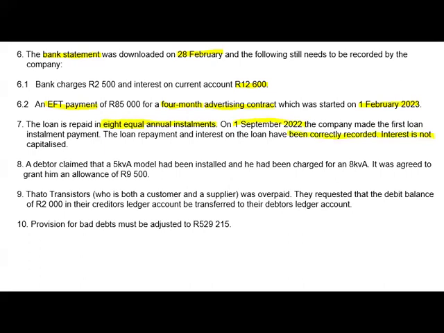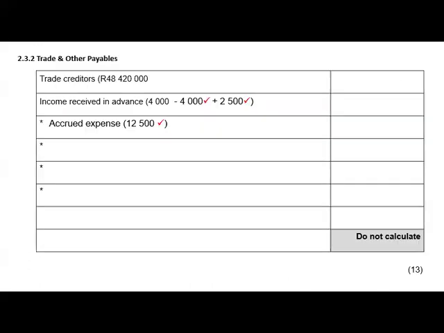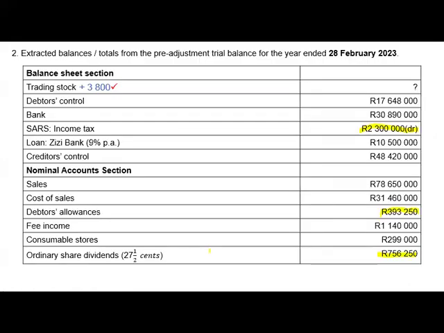And where do we find the current portion of the loan? You will find it in trade and other payables. So you just take the total loan amount. Let me check how much it is. The total loan amount, we'll find it under the balance sheet or statement of financial position. It's from ZZ Bank, there it is, which is 10,500,000.